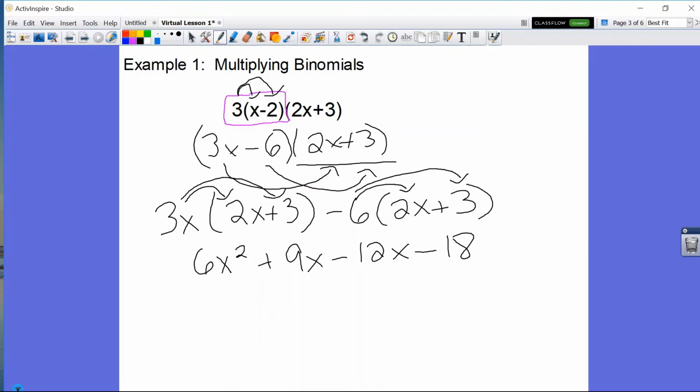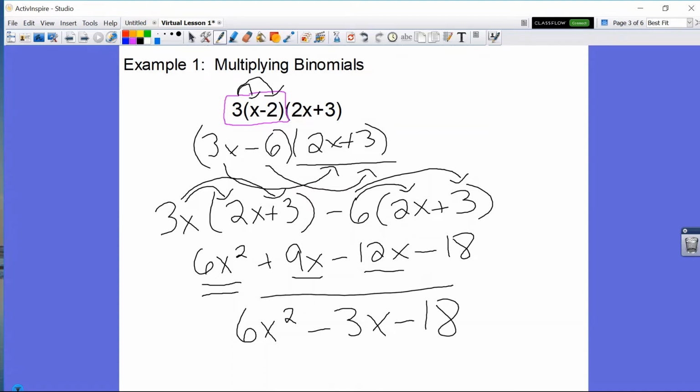So our last step, once we finish all our distributing, is making sure there's nothing that we can combine together. In my classes, we did this little trick where we underlined based on the degree. This one has a degree of 2, so we have 2 underlines, degree of 1, degree of 1, degree of 0. And then we see that the two things with the same degree, we can combine together because those are like terms. So my final answer is going to be 6x squared minus 3x minus 18.